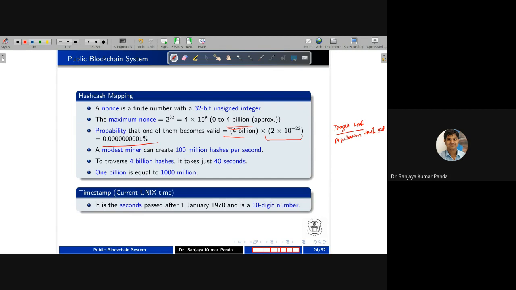There is another mechanism that we use in public blockchain systems, called the timestamp. It is also called your current Unix time, represented in seconds. That is the number of seconds passed after 1st January 1970, and it is a 10-digit number. So you can see we have the nonce, a 10-digit timestamp, and the hash value. By the combination of these things, it is difficult to do any kind of malicious activity in the blockchain process.